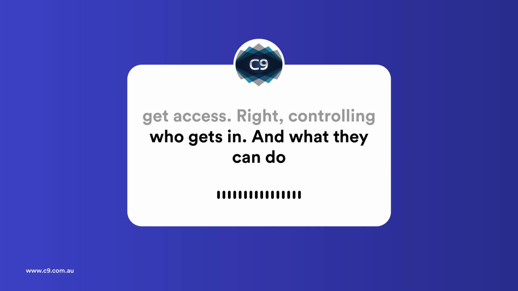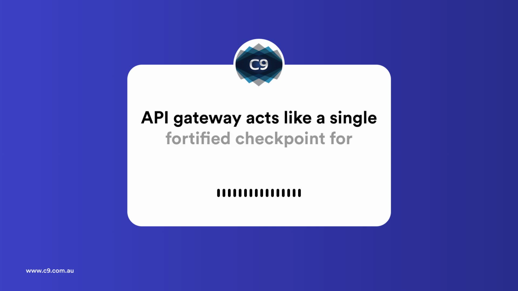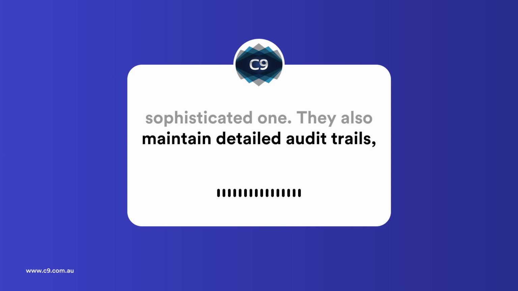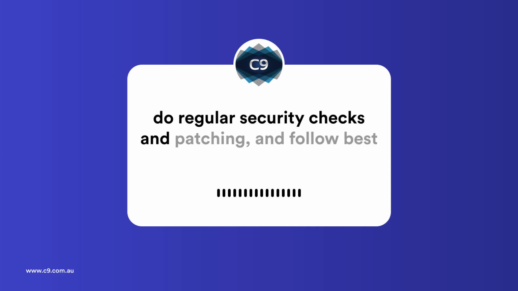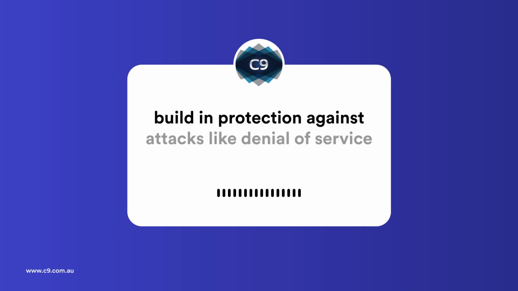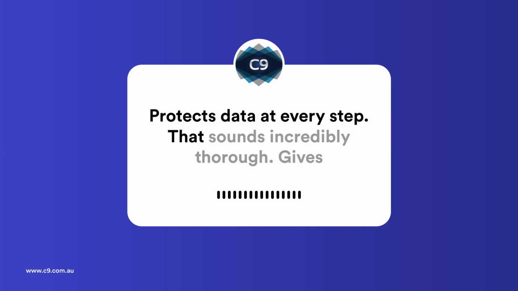Right, controlling who gets in. And what they can do once they're in. Role-based access control. Plus, a secure API gateway acts like a single, fortified checkpoint for everything. Like a bouncer for your data. Yeah, a very sophisticated one. They also maintain detailed audit trails, do regular security checks and patching, and follow best practices like the OWASP API security guidelines. They even build in protection against attacks like denial of service using throttling and rate limiting. It's comprehensive, protects data at every step. That sounds incredibly thorough, gives you peace of mind.